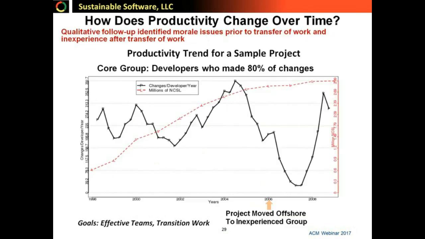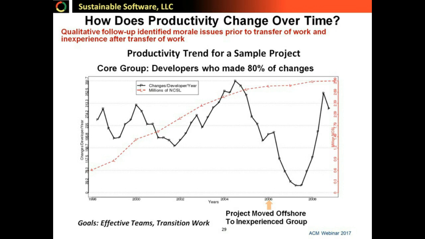Okay, now here's the third example. Another question associated with the business goals was, well, how does productivity change over time? And this is an example for one individual project. David showed you a slide earlier that really had a similar look and feel. His was on developer churn, and it was also focused on a sample project. In this analysis of a single project, we identified what we called a core group of developers. And that core group of developers were those developers who made 80% of the changes to the code base at any given point of time.